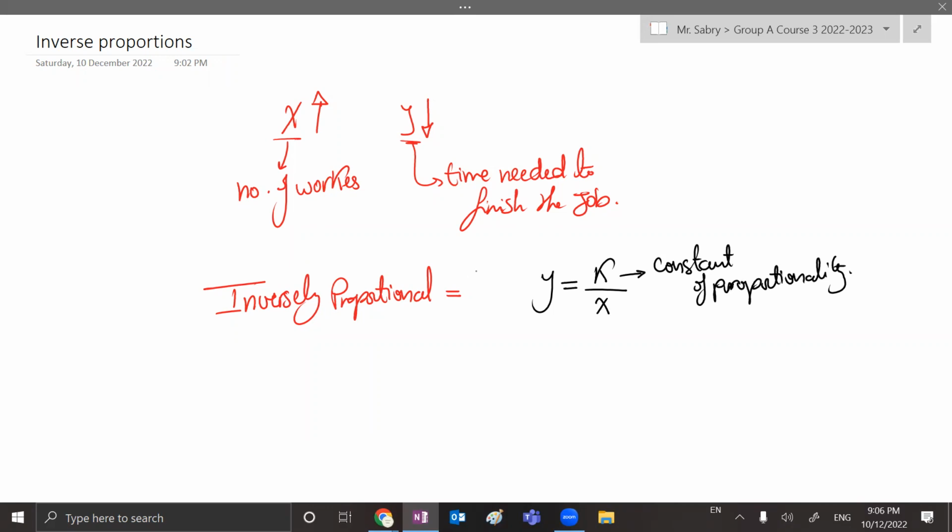So what's the constant of proportionality? It's a number. So let's say, for example, if I already know that y and x are inversely proportional, then this means right away that you can represent y and x using this form here. You can say y must equal something divided by x.